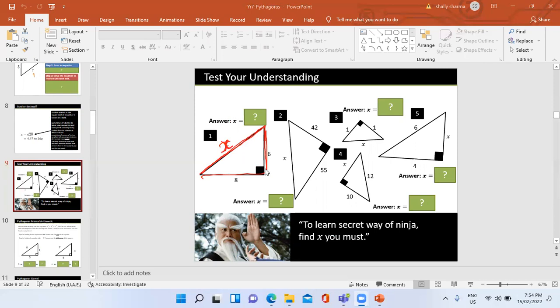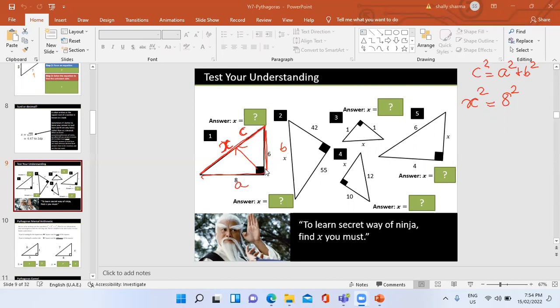Now, because this side is opposite to this 90-degree angle, this is our hypotenuse. So we will write x squared, that is the hypotenuse, is equal to the sum of the squares of the two other sides. You can write it like this also, c, and this is a and this is b. According to the Pythagoras theorem, c squared is equal to a squared plus b squared.